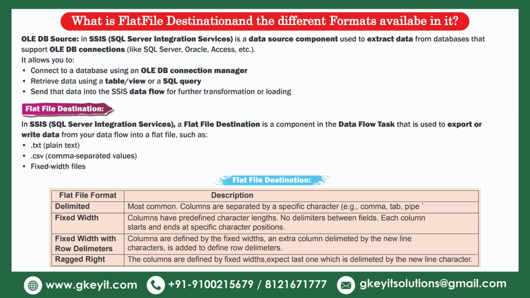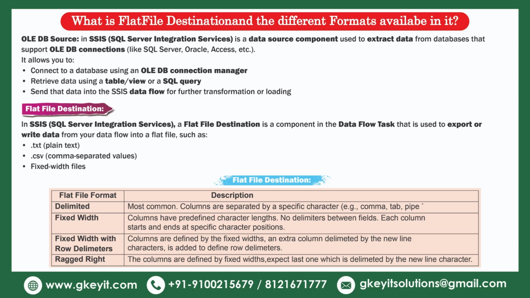And next one would be fixed width with row delimiters. Columns are defined by the fixed widths. An extra column delimited by the new line characters is added to define a row delimiter. And fourth one would be ragged right. The columns are defined by fixed width except the last one, which is delimited by the new line character.